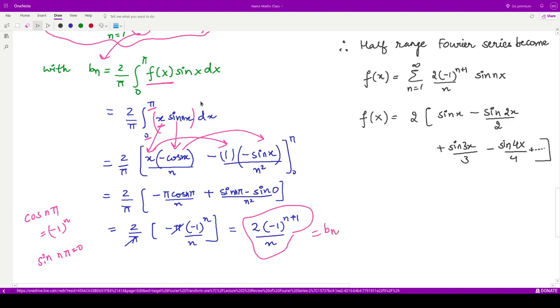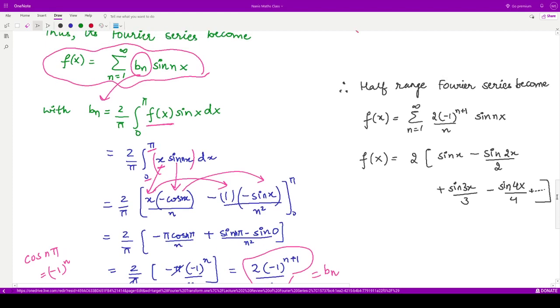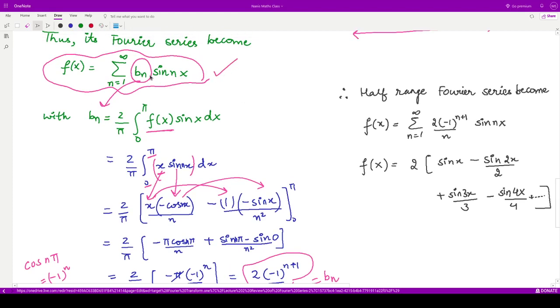So we can substitute this value back into our Fourier series expansion, this one. So we would have f of x is equal to summation n varies from 1 to infinity, the value of Bn into sine nx. So we can just put the values of each n. So we would have an infinite series of this form, where this 2 being constant could be taken out of the summation. So 2 is out, and then we have sine of x.